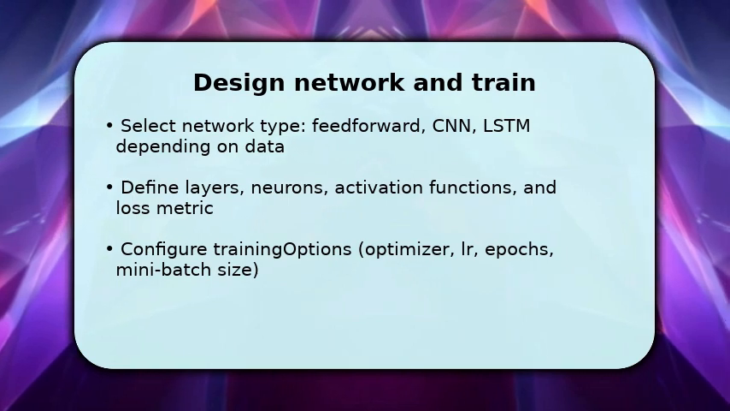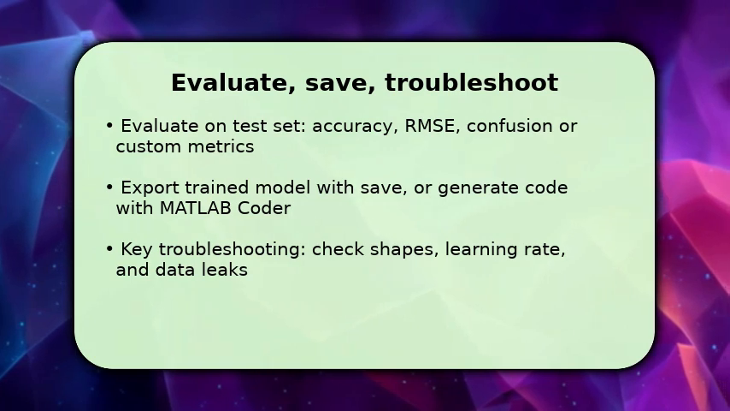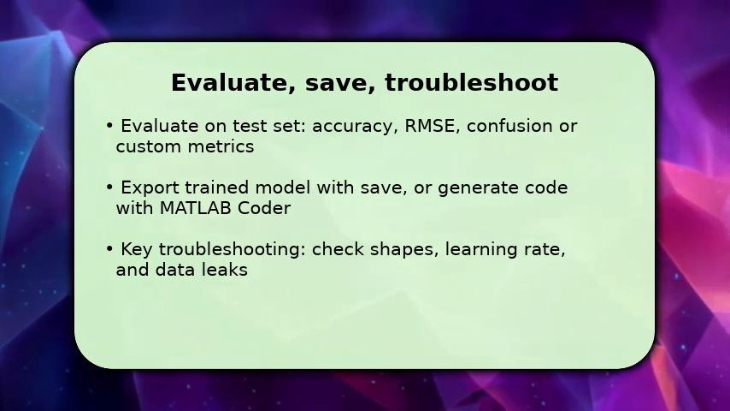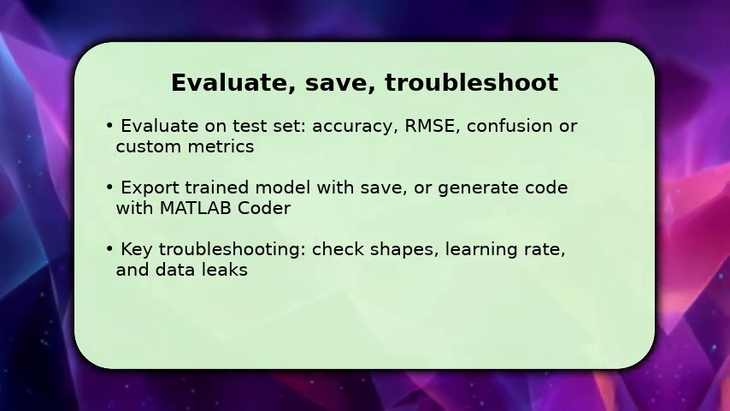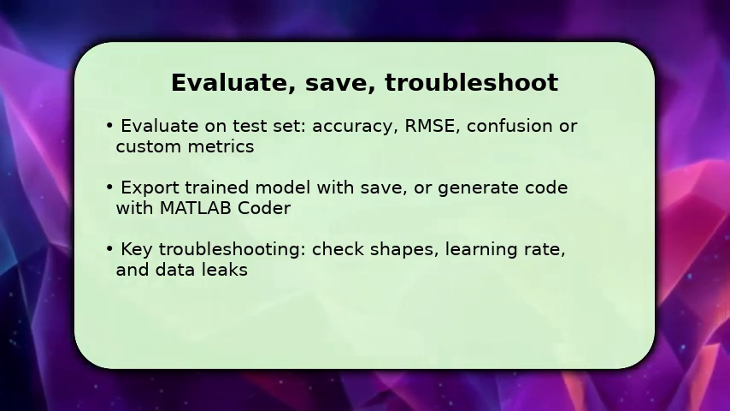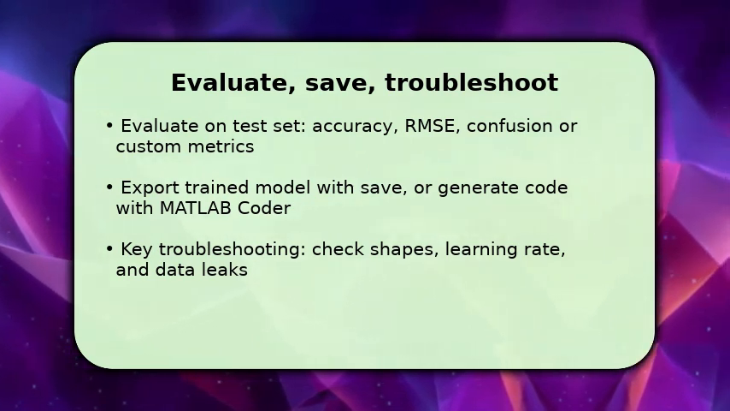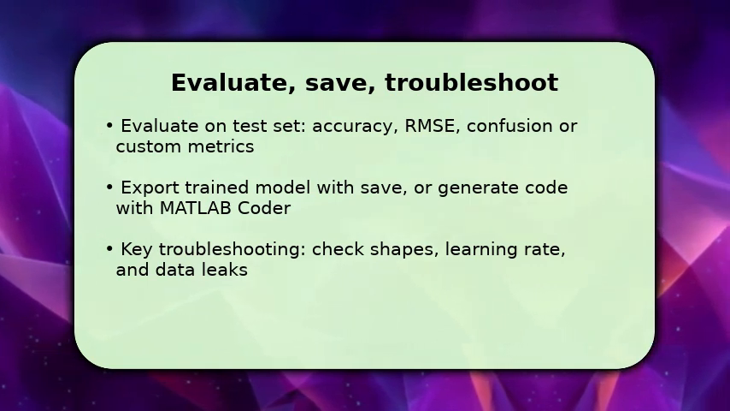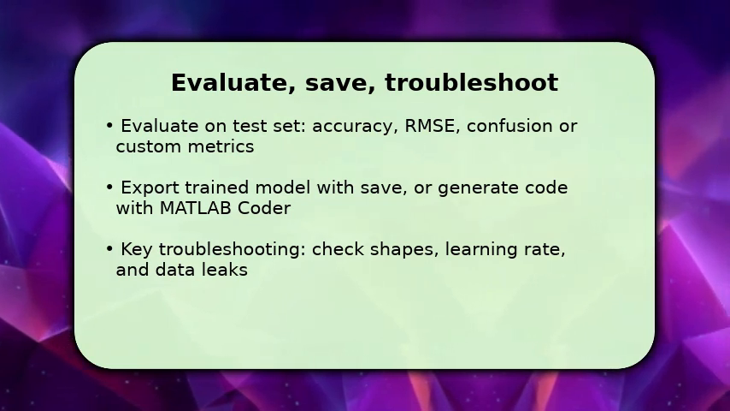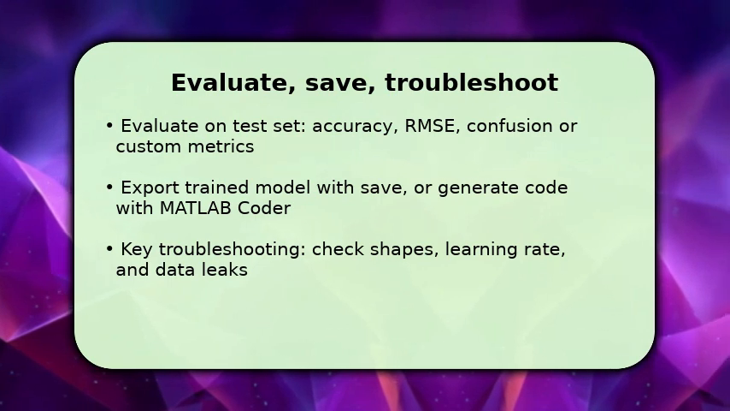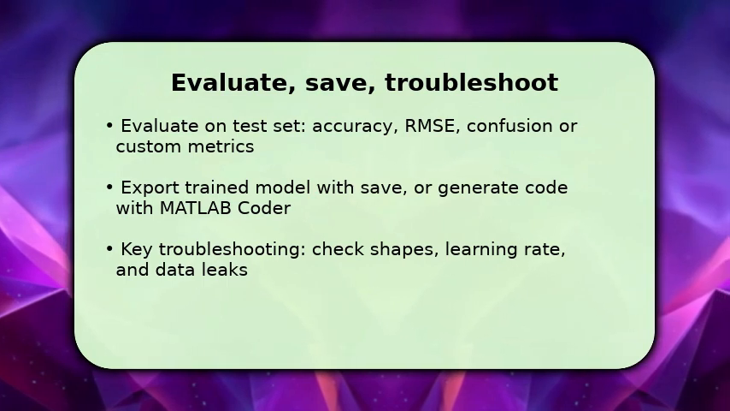To finish, evaluate performance on held-out test data and compute relevant metrics such as accuracy, RMSE, or confusion matrices. Once satisfied, save the trained network with save and consider export options like MATLAB Coder for deployment. Make sure to run predictions in inference mode and measure speed and memory. If results are poor, one key troubleshooting tip: verify input and target shapes and look for data leakage. Mismatched dimensions or leaking validation examples are the most common silent failures that mislead model performance measurements.